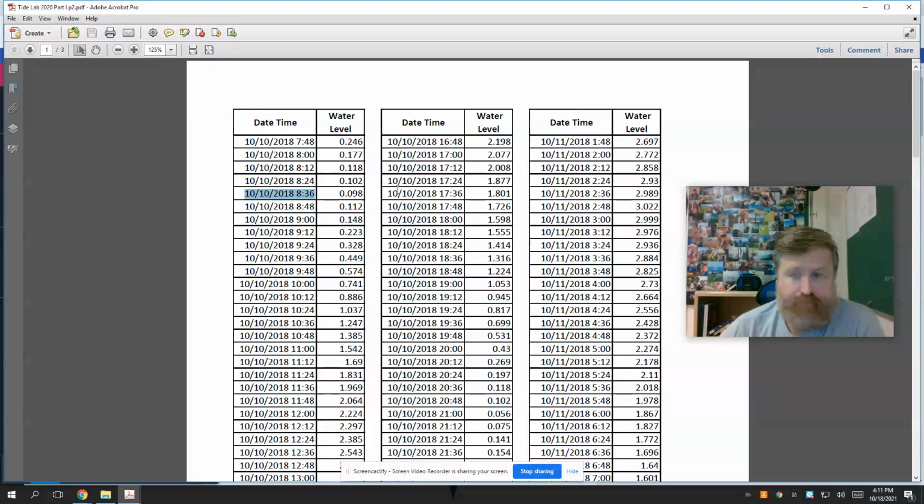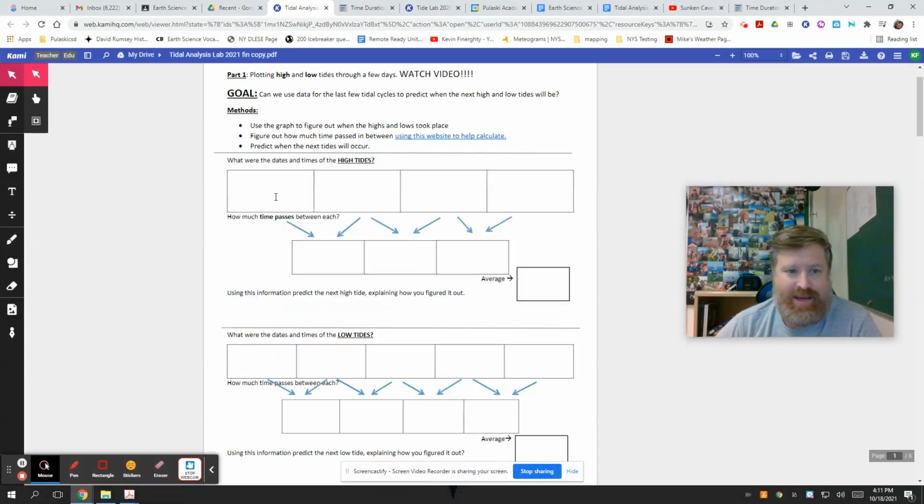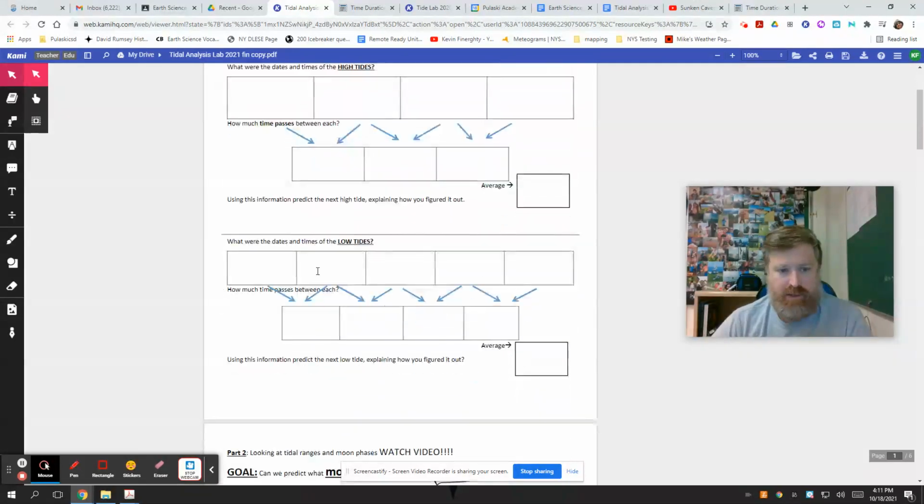So either way, get that information into these boxes. Give me the 4 high tides that we experienced during those 4 days of actual data and the 5 low tides that we experienced during those couple days of actual data.